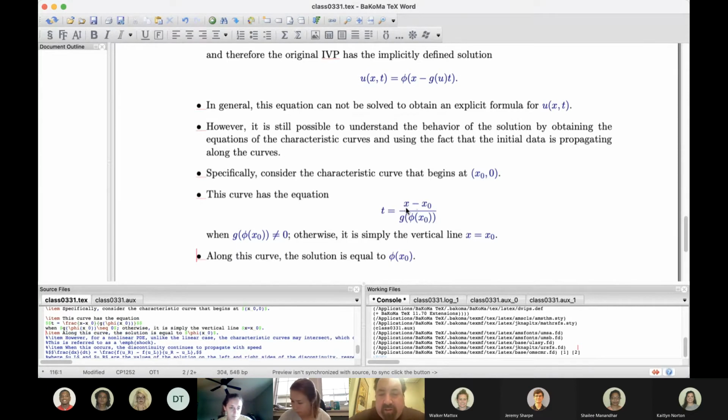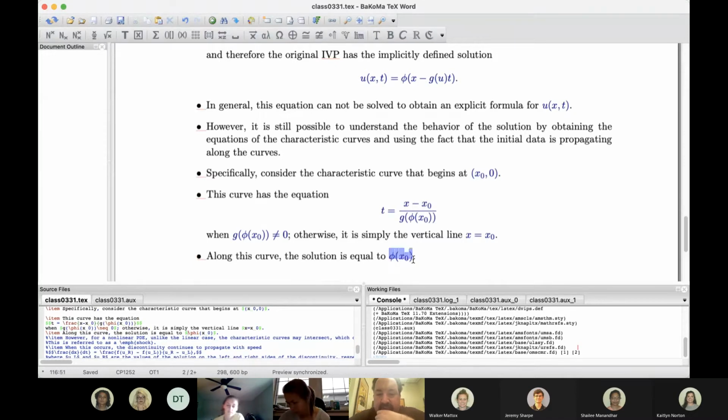So along this curve, the solution is equal to your initial data phi at that point x naught. This curve can be going wherever in the x, t plane, and the solution along that curve will be equal to this. So that value is being carried forward from the x-axis into the x, t plane as t increases.